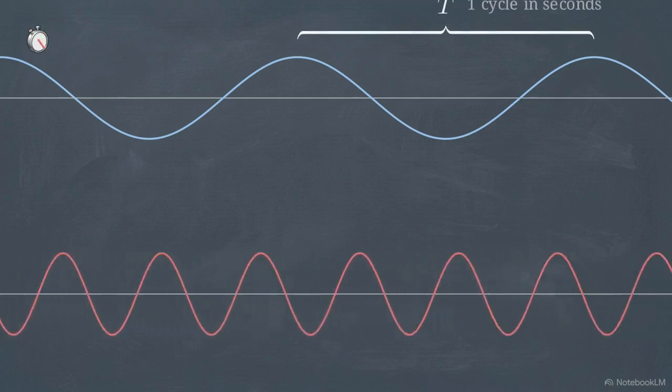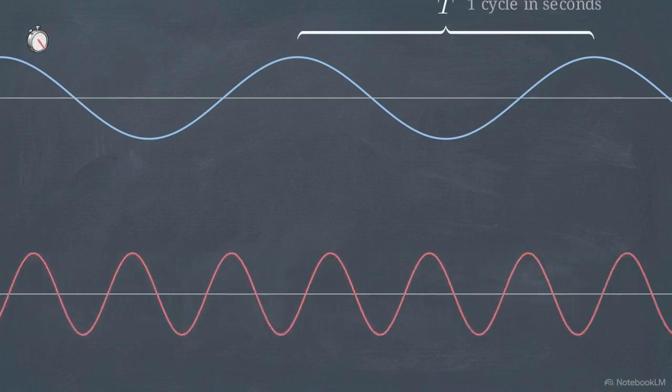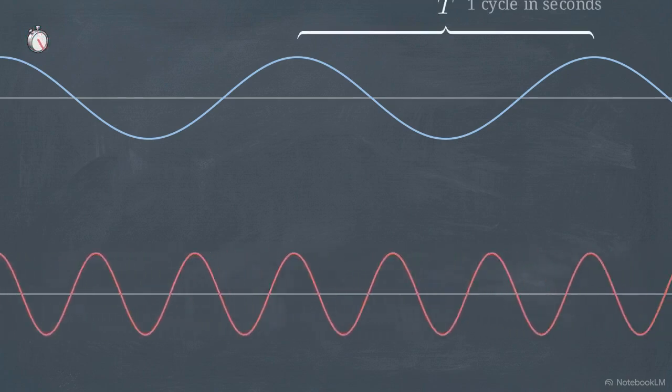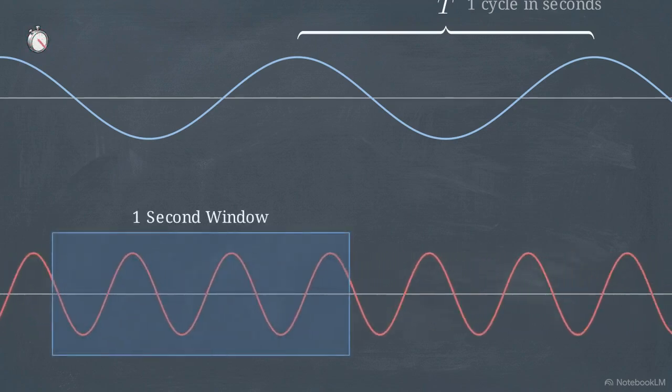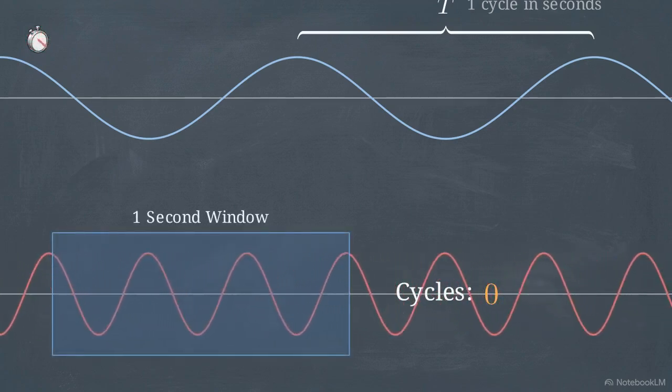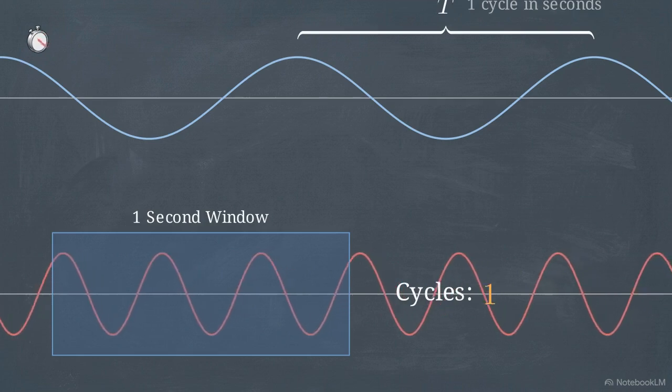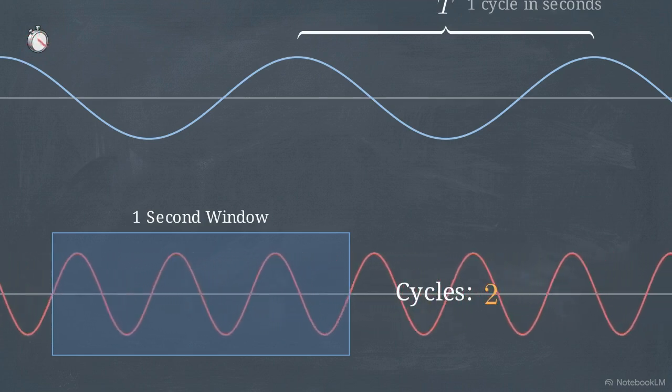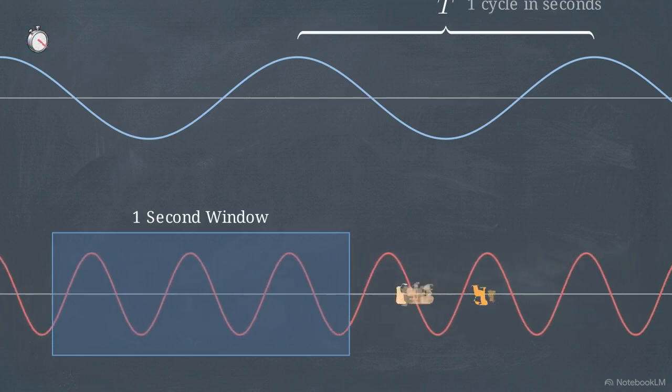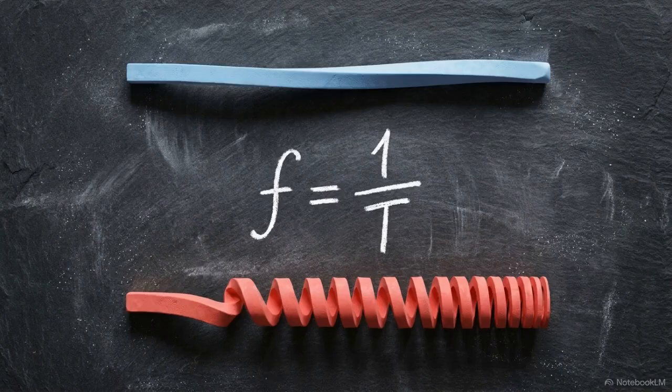Capital T is the period. This is the exact duration, measured in seconds, required for the wave to complete one full 2 pi cycle. f is frequency. Measured in hertz, frequency counts the total number of complete cycles that occur within a single second. Frequency and period are inversely related. Frequency equals 1 divided by the period. If a cycle takes half a second, its frequency is 2 hertz.